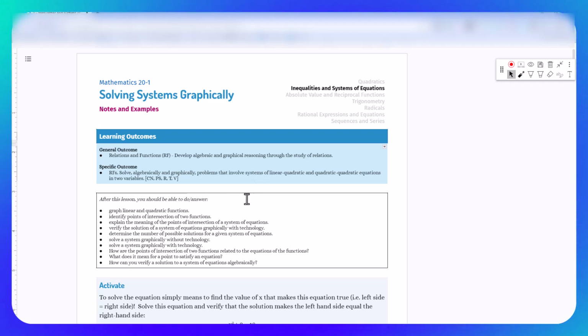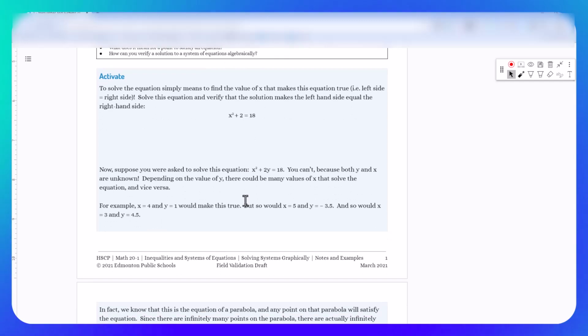Let's get started. To start, let's remind ourselves that to solve an equation simply means to find the value of x that makes the equation true. This means that if we put in that value of x, the left-hand side will equal the right-hand side.